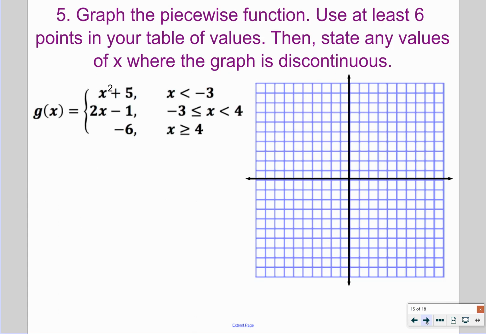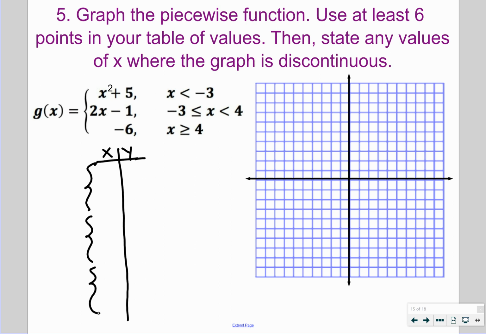Okay. All right, graphing the piecewise function. So this is just kind of the opposite of what we just did, and then we're going to state any values where it's discontinuous. Okay, if you guys remember doing these, we set up tables. This is the one where you guys actually had a ton of practice problems on a worksheet that you did for homework. Okay, we have 3 pieces. So I'm going to make kind of 3 parts of my table.